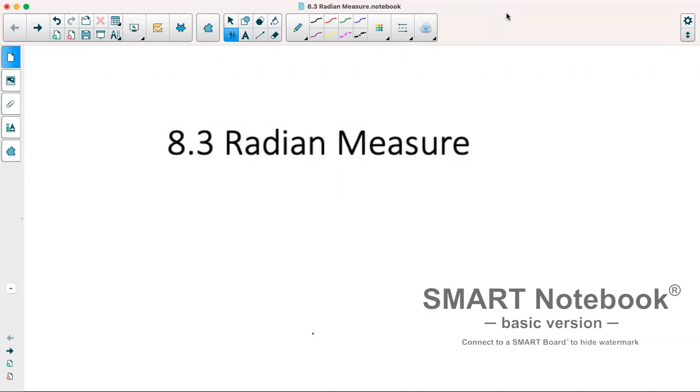Hi, today we are looking at section 8.3, which deals with radian measure. So we will start dealing with angles and radians instead of degrees, and we'll go through our conversion factors to switch between the two, as well as solve some questions in radians.